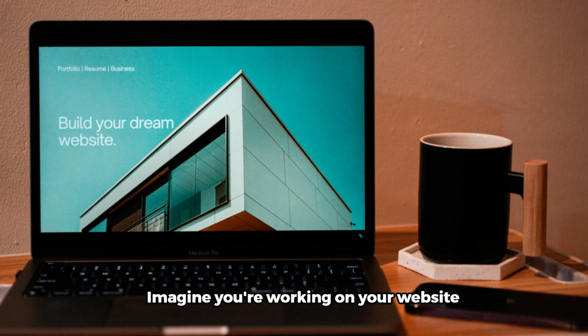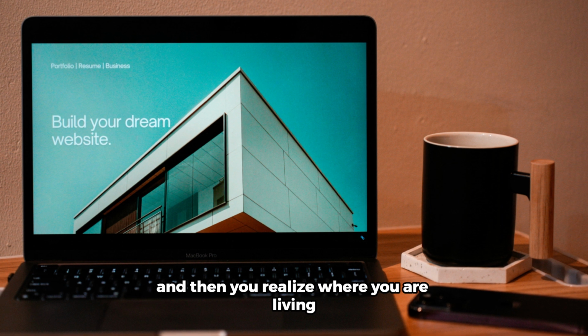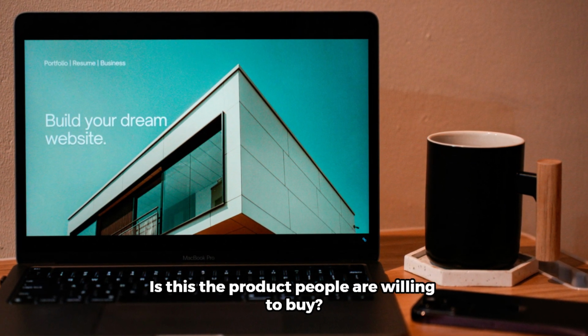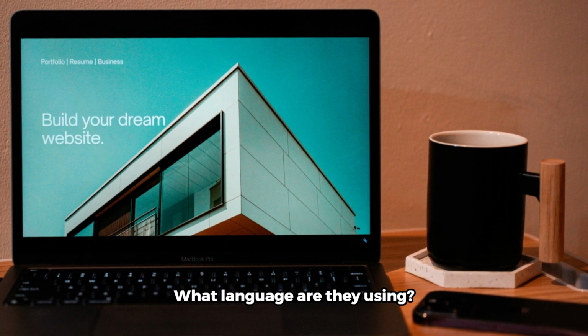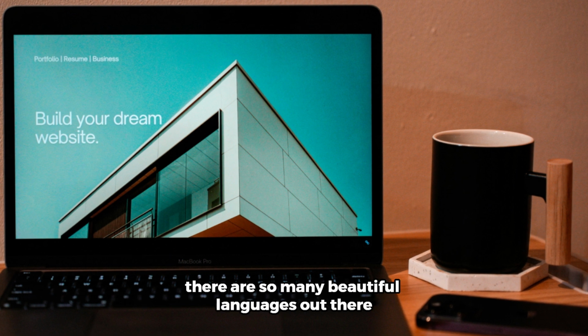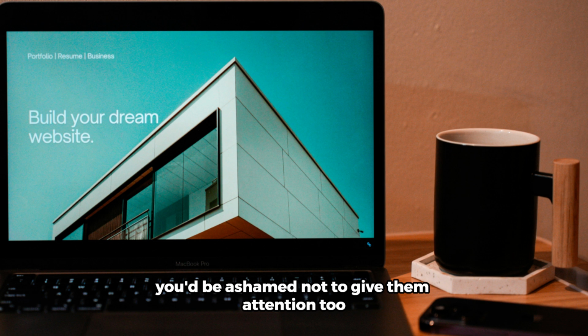Imagine you're working on your website, making it look great, and then you realize where you are living. Is this the product people are willing to buy? What language are they using? Is it normal for everyone to speak English? No, there are so many beautiful languages out there, you'd be ashamed not to give them attention too.